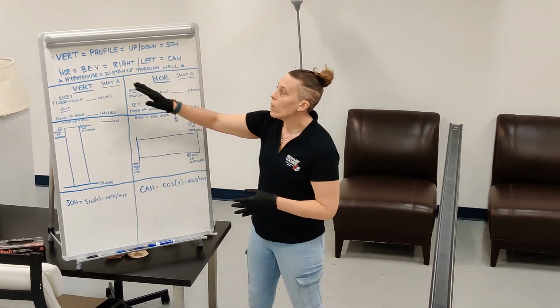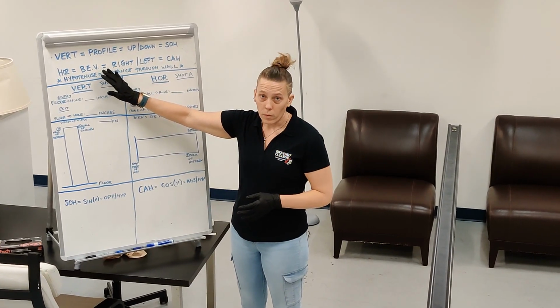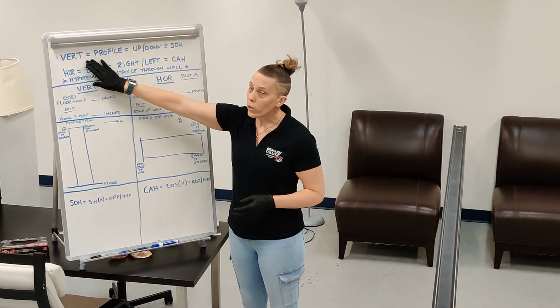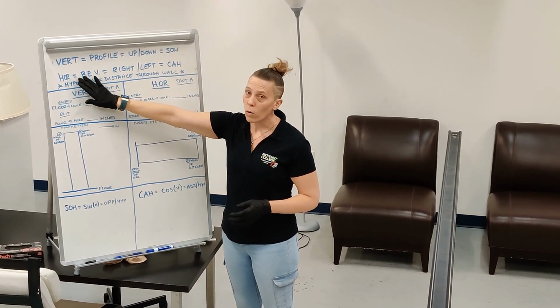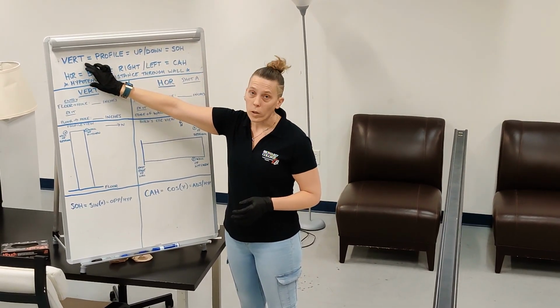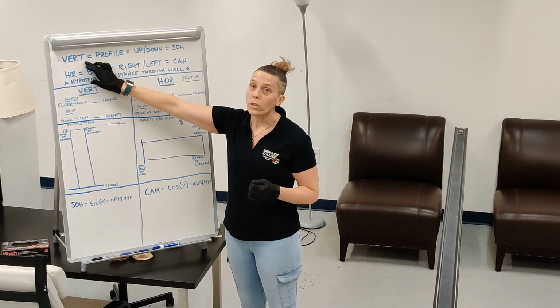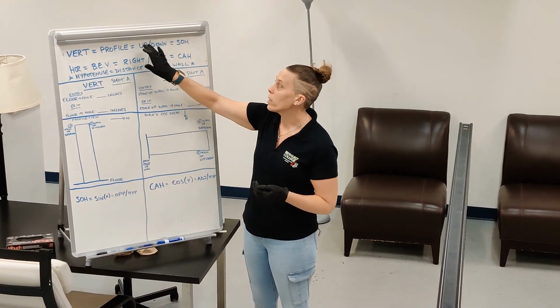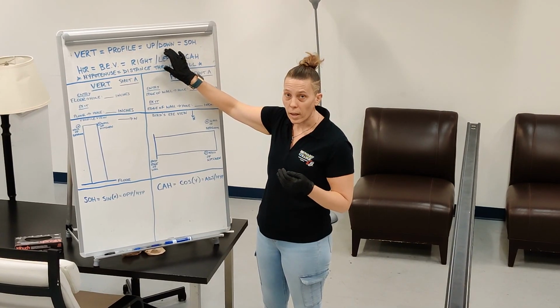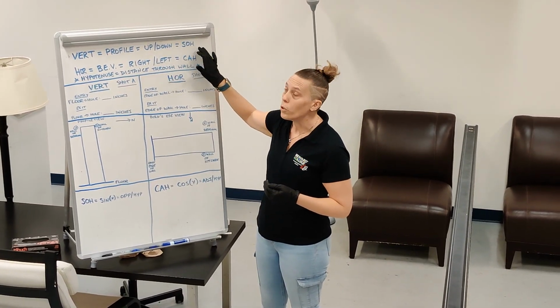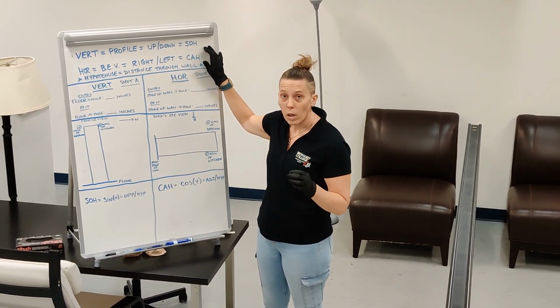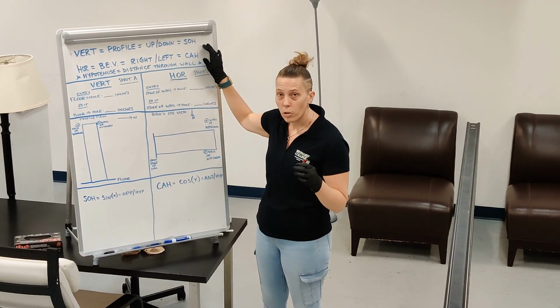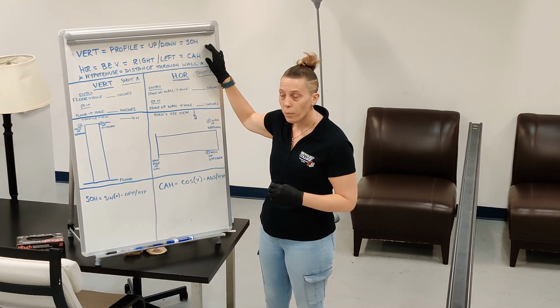Trajectory. There are two different angles that we've discussed. You have the vertical impact angle and the horizontal. For the vertical impact angle, it is going to show you the profile view of the wall. It's going to tell you up or down of the shot, and you are going to use SOH, which is the sine trig equation that we discussed.